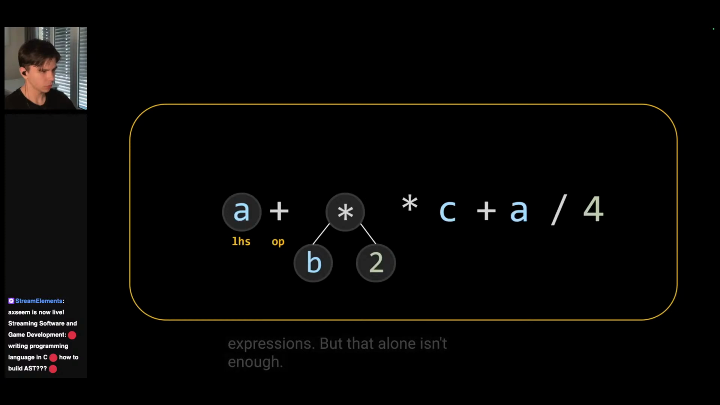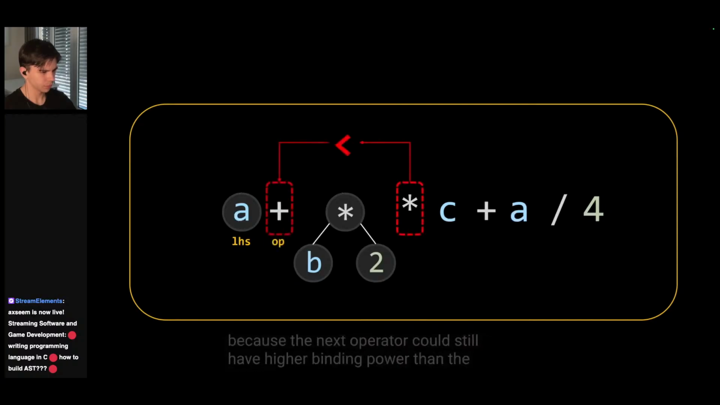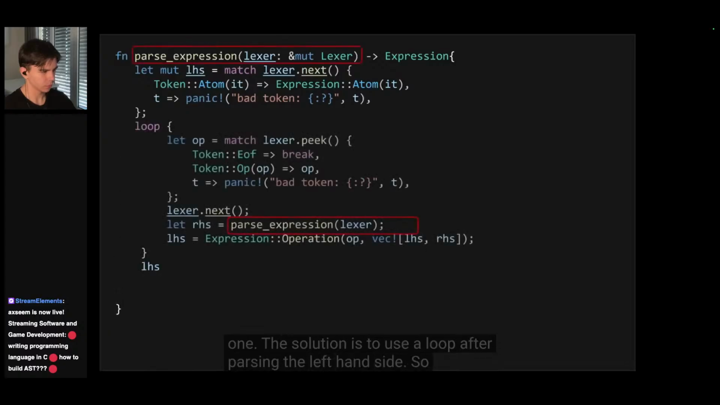But that alone isn't enough. Notice that result of the recursive call might not actually be the right-hand side of the current operation, because the next operator could still have higher binding power than the current one. The solution is to use a loop after parsing the left-hand side, so the function can continue calling itself recursively to fold deeper expressions until it finds an operator with lower binding power than the current one.